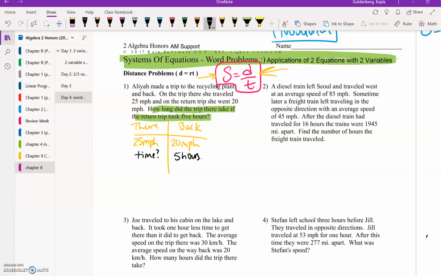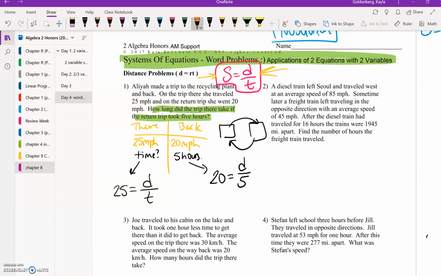Okay, so let's plug stuff into our speed equals distance over time. So going there, her speed was 25, and that was equal to a distance over a time, and we don't know the time. On the way back, her speed was 20 miles per hour. That was equal to distance over time 5. Now this one, the two things we don't know are the distance and the time specifically there. However, if she's going to the recycling plant and back, the distance is going to be the same, right? If it's 5 miles there, it's also 5 miles back.